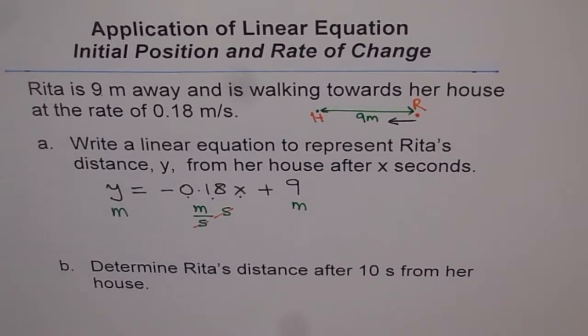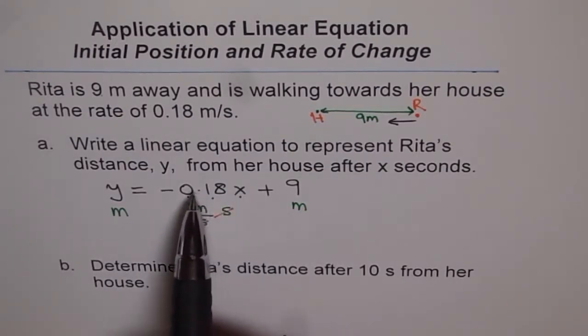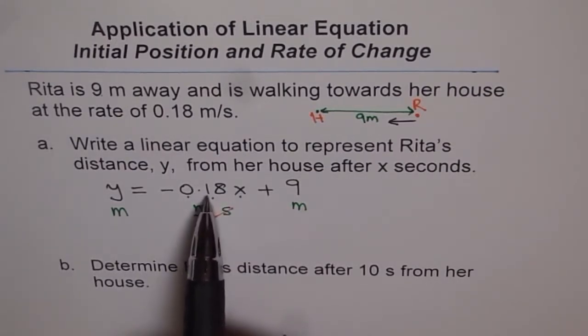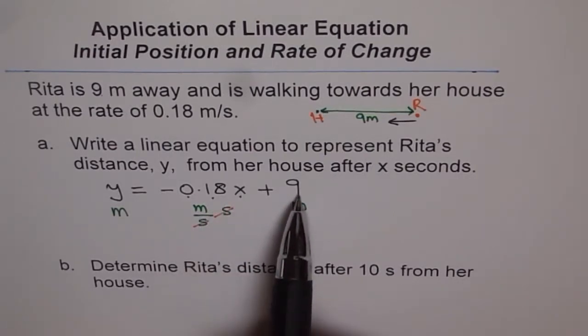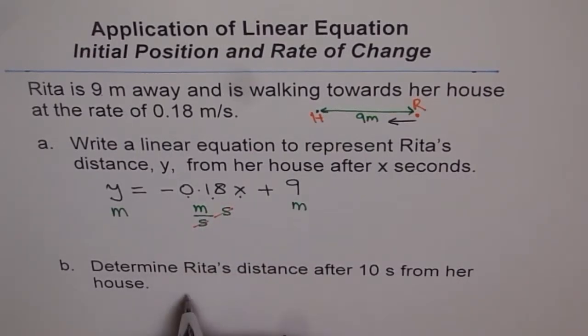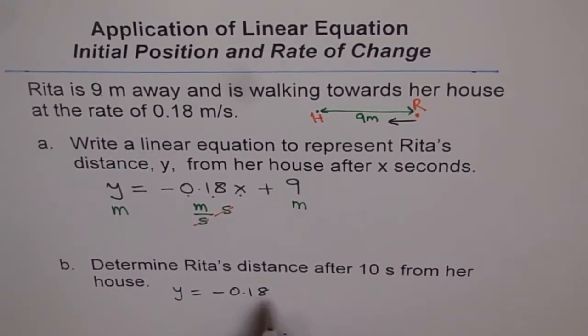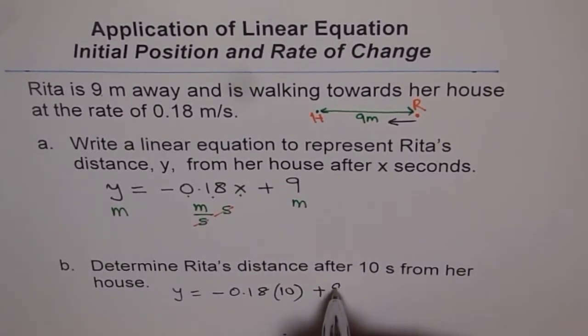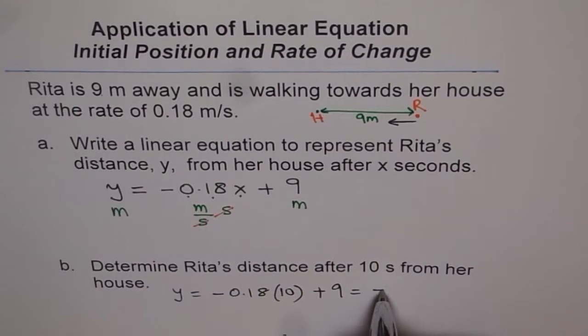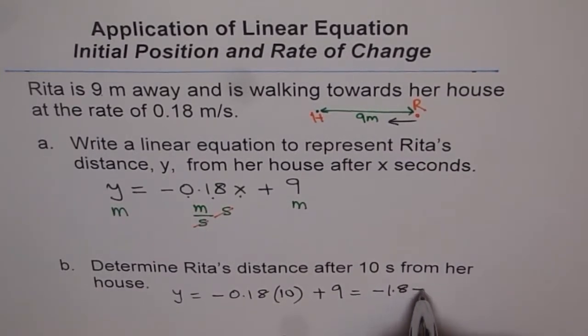I hope it's absolutely clear and understood. Part B. Determine Rita's distance from her house after 10 seconds. So after 10 seconds, she will cover a distance of 1.8, 10 times 0.18. And that we have to reduce from the initial distance. Okay, so let's do it algebraically. So y equals minus 0.18 and time is 10. So we multiply by 10 plus 9. Now that becomes minus 1.8 plus 9.